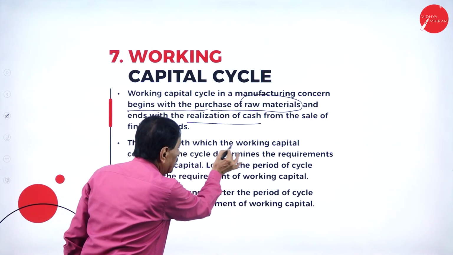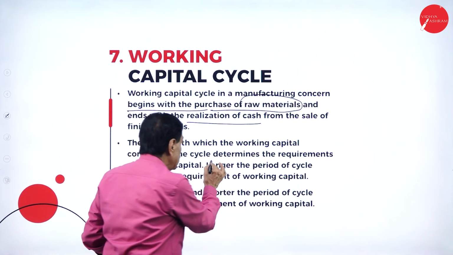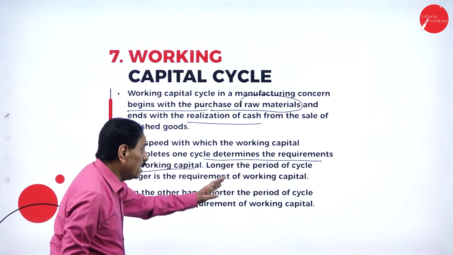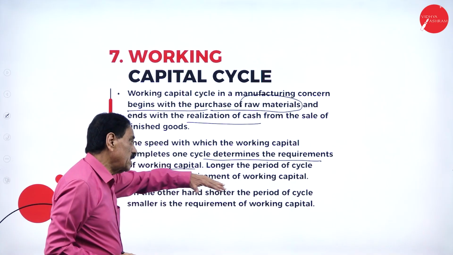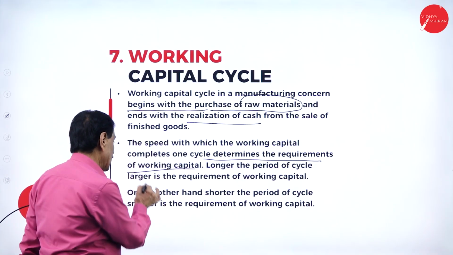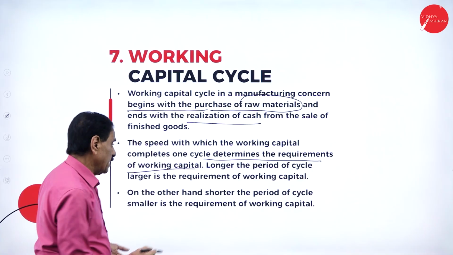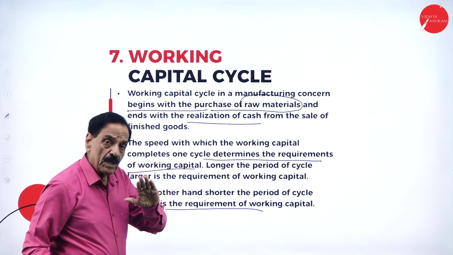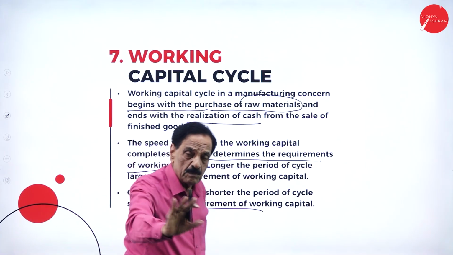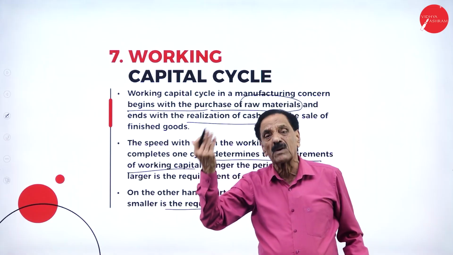The speed with which the working capital completes one cycle determines the requirement of working capital. The longer the period of the cycle, the more working capital is required. On the other hand, the shorter the period of the cycle, the smaller the amount required. Smaller the operating cycle, we require small working capital.